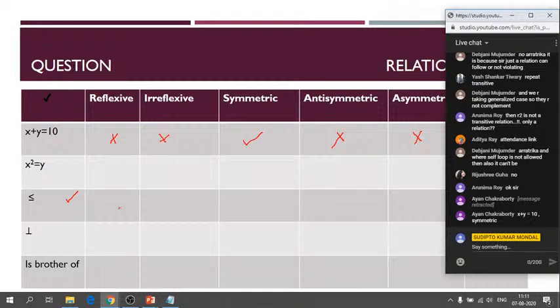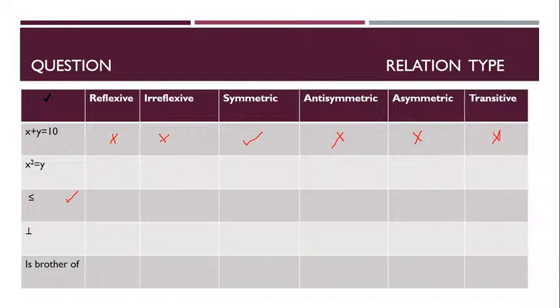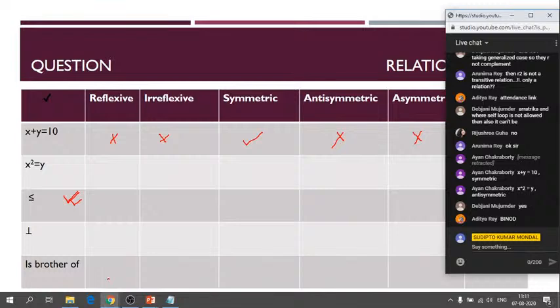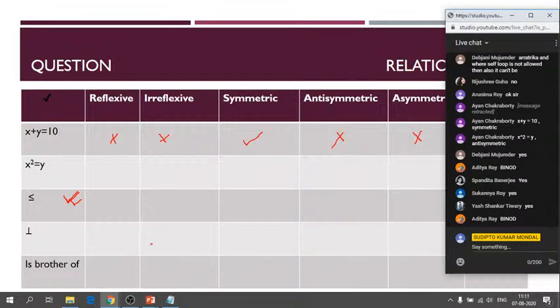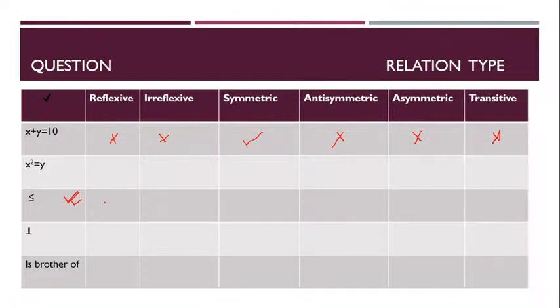I won't consider the second one. I have put a tick there. This one, the relation we are trying to check. So I am expecting a response from your side right now. Less than or equal to is the relation, not x square equals y. So yes, yes, yes, absolutely. Because of the equal sign you can notice, it will work every time. 1 1, 2 2, 3 3, it will work every time. That means it is reflexive. So less than or equal to is a reflexive relation.